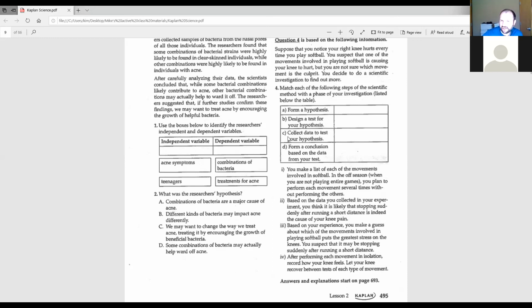C, the collection of data. That would be number 4 here. After performing each movement, recording how the knee feels. So that's the data collection. We're performing the test and we're recording the results, right? That's C. And finally, D, form a conclusion. 2 says, based on the data you collected in your experiment, you think it is likely that stopping suddenly is indeed the cause of your knee pain, so that would be the conclusion, right?